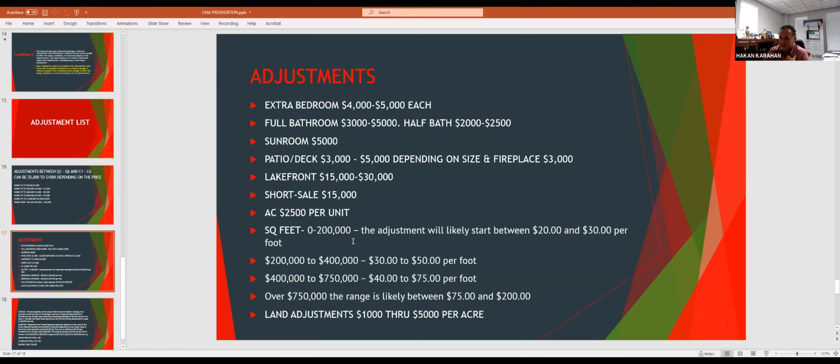Square footage, $0 to $200,000. The adjustment would likely start from $20 to $30 per square foot. As you can see, this is where the valuation is for the square footage. Homes from 200 to 400, $30 to $50. 400 to 750, $40 to $75. Over 750, the range will likely be $75 to $200. Land adjustments, $1,000 to $5,000 per acre in residential property.